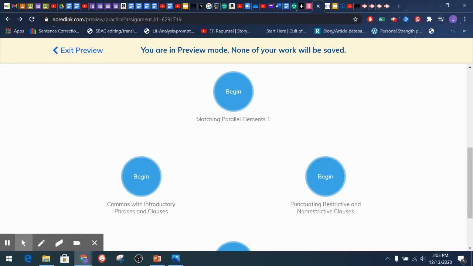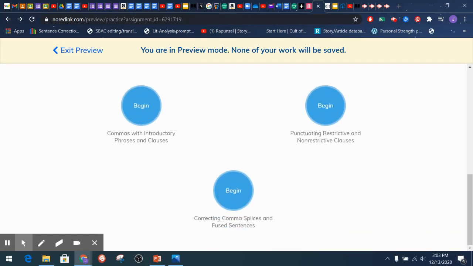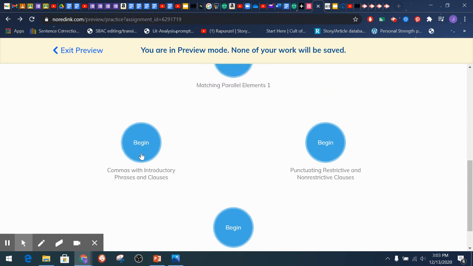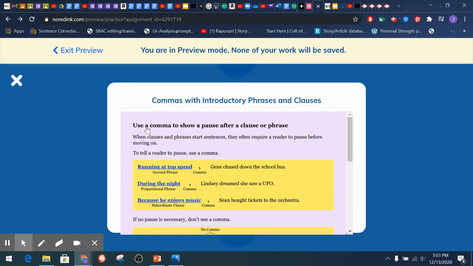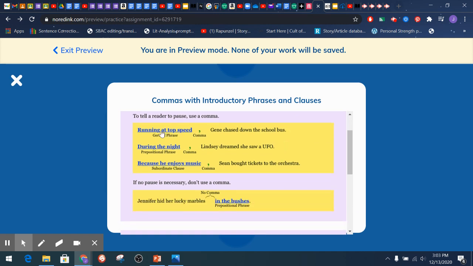All right, we're going to look at commas with introductory phrases and clauses. And I want to look at the lesson. So this is specifically looking at when you have a phrase at the beginning of a sentence that needs to have a comma separating it from the rest of the sentence. And so what they've told you here is that when a clause or phrase starts a sentence, they often require a reader to pause before moving on.